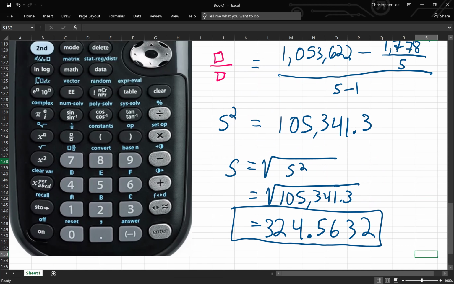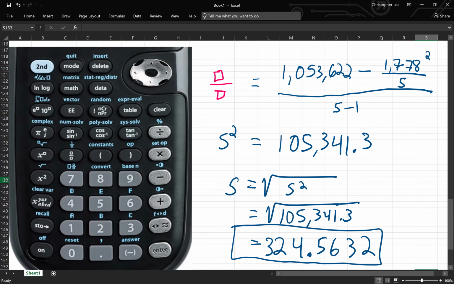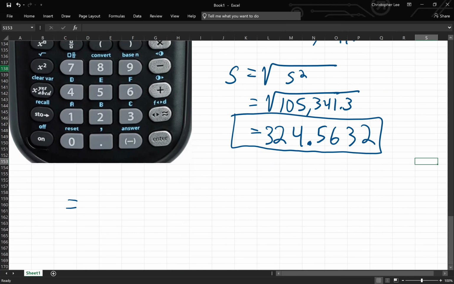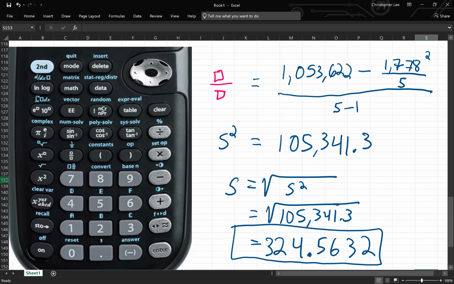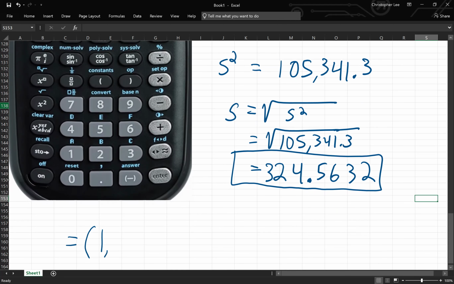First, we got to look at it, right? You realize that there's a numerator and there's a denominator here, right? So we got to do parentheses for our numerator, and then we got to do parentheses for our denominator. So first parentheses here, this for the numerator, right? Now what am I going to do? I'm going to write in that number. That's the 1,053,622, right? Then you want to subtract it.